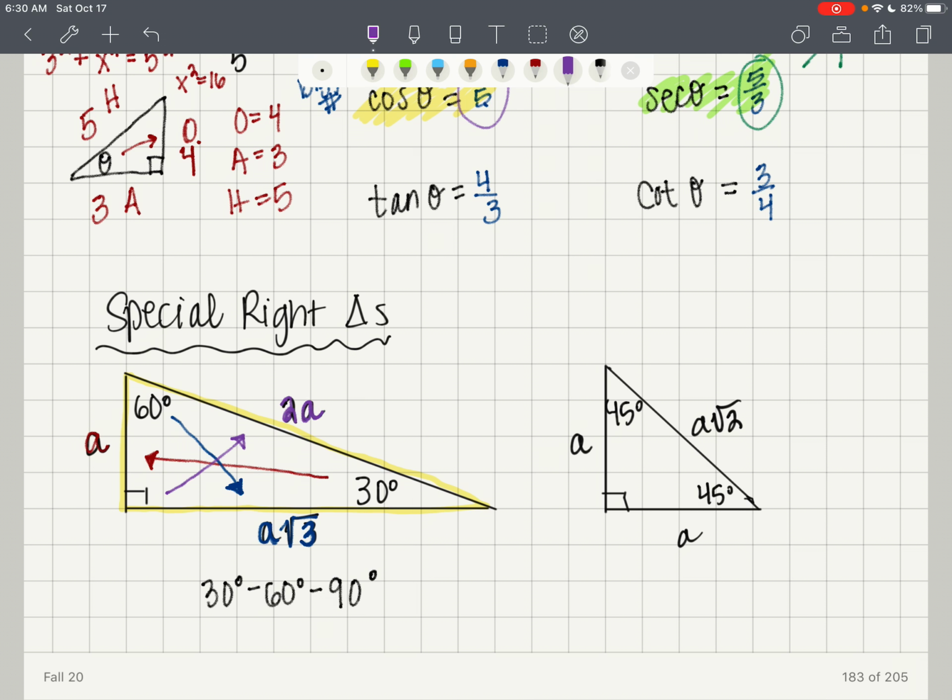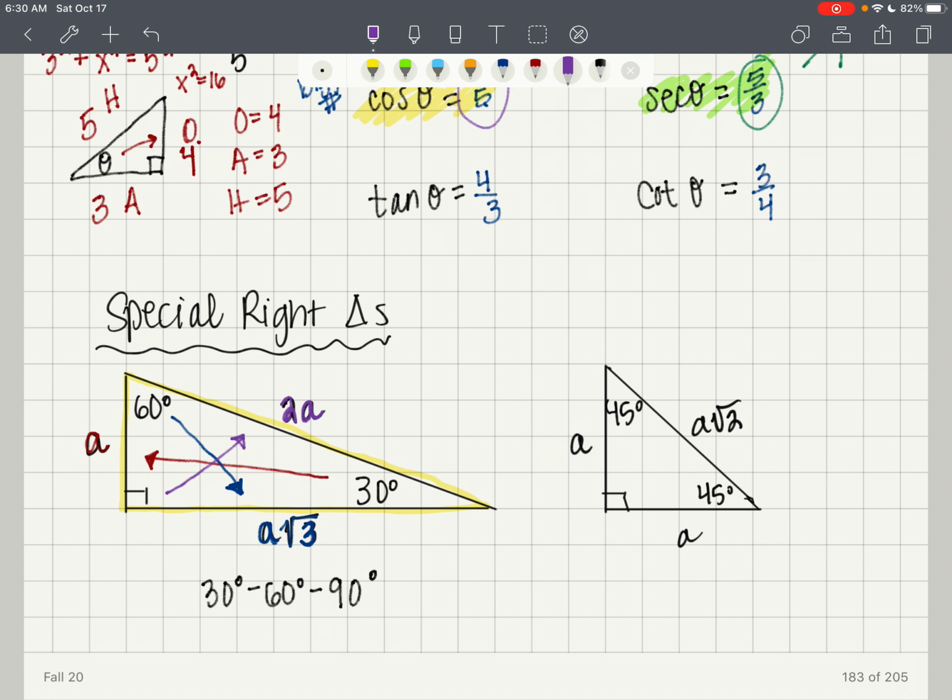Because both angles are the same measure, the side lengths will also be the same measure. So we call that congruent. Congruent angles will have congruent side lengths that they are opposite of. And then across from the 90 degree angle, we'll take that leg length that we're calling A right now, and we multiply it by the square root of 2. The square root of 2. And that will happen every time.